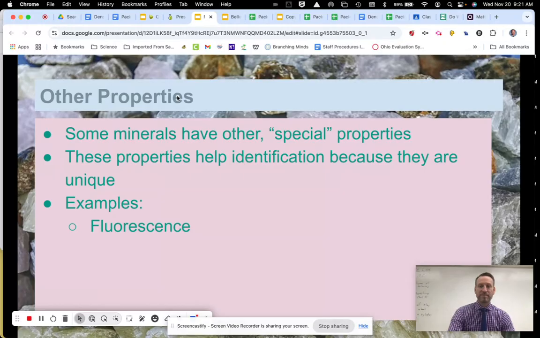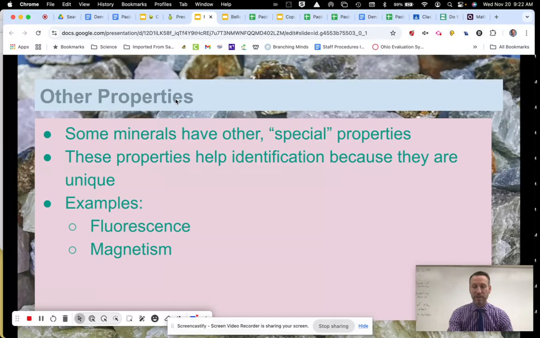Next one. Magnetism. Being magnetic. This is an easy one to test if you wanted to see. You literally would take a magnet, see if the mineral sticks to it. None of our minerals have this special property either. All right, third example, and for sure none of ours have this because that wouldn't be good.